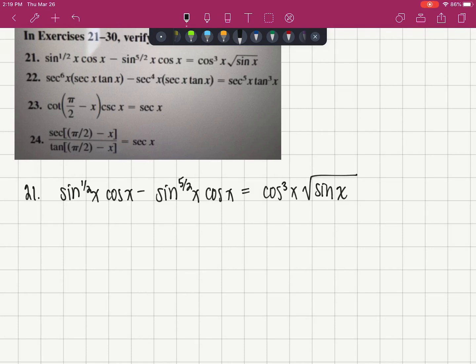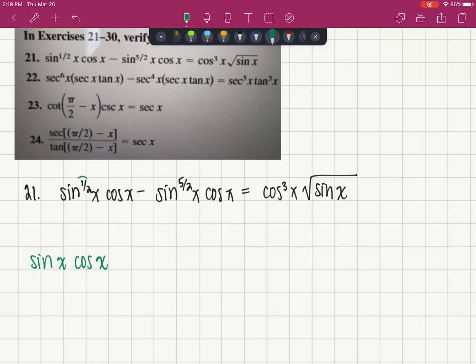Okay, we're going to verify this identity. What I'm going to do first is work with the left-hand side of the equation, and I see that both terms have a sine and a cosine. So I'm going to factor out a sine of x, and I'm going to factor out a cosine of x. But remember, you have to factor out the lowest degree that they both have in common.